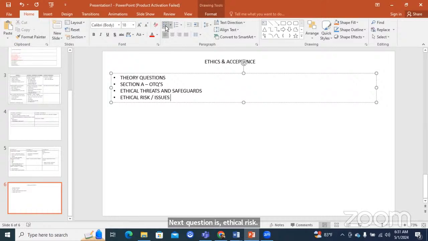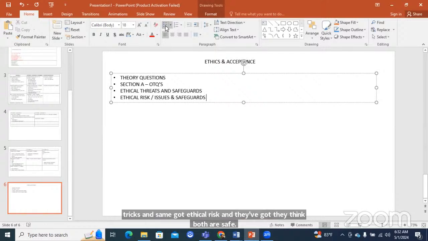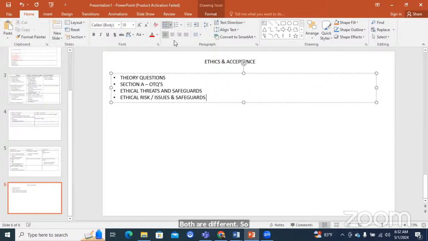Some students are not familiarized with these verbs, right? So I'll explain the meaning of that verb in a while. And safeguards. Because most of the students, when they practice threats and safeguards, ethical risk and safeguards, they think both are the same. No, both are not the same. Both are different. So these are the 4 possible combinations of questions, right?